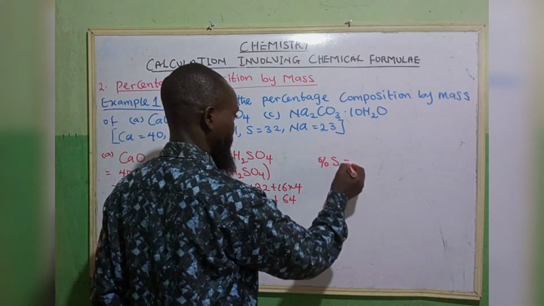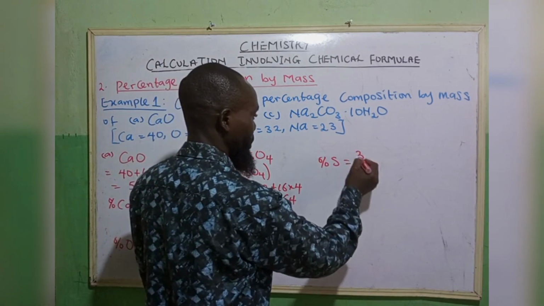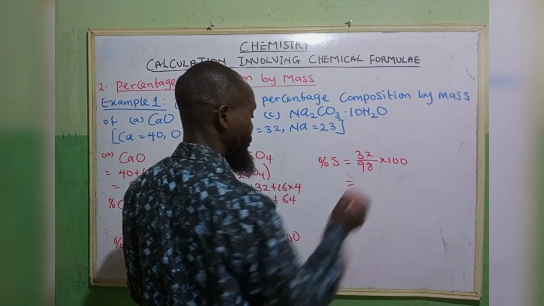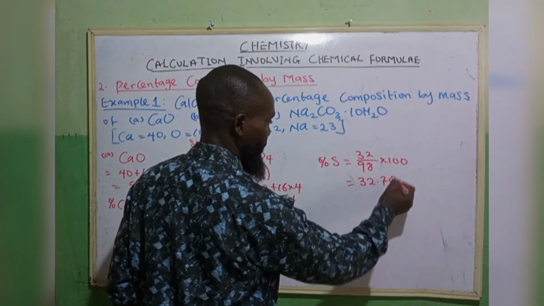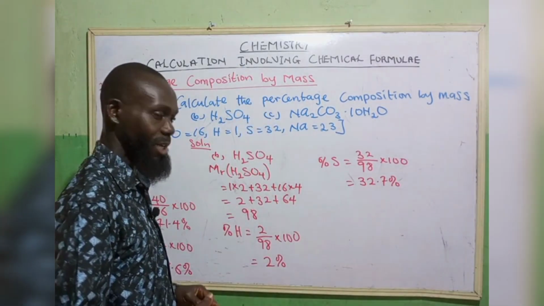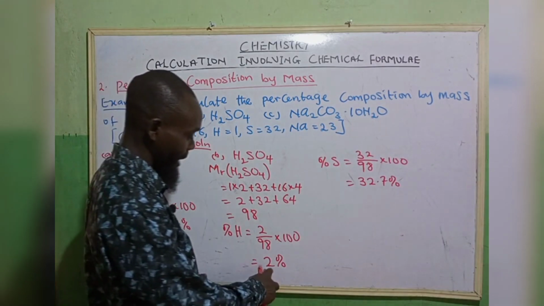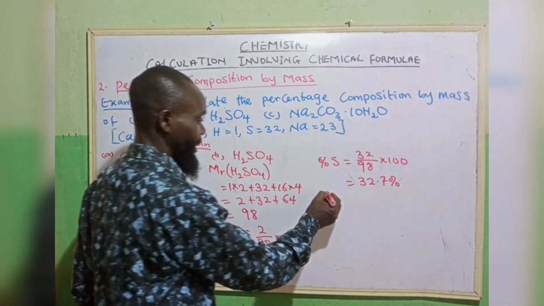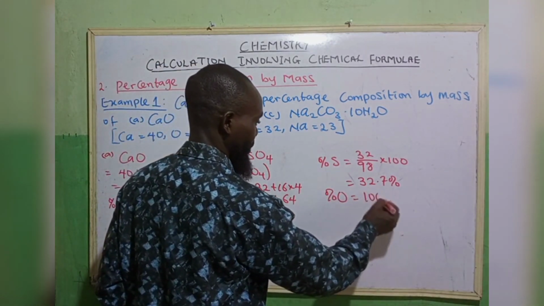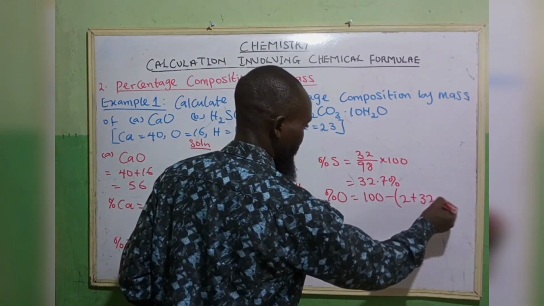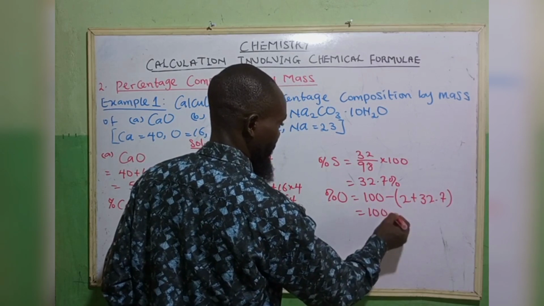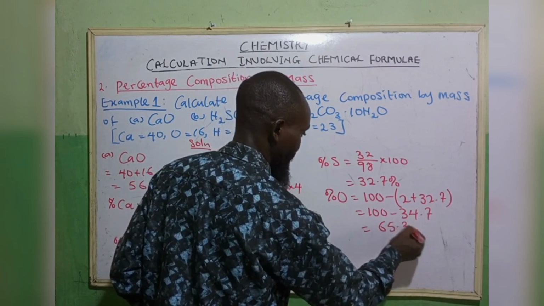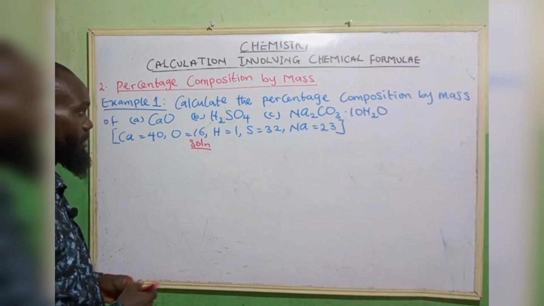Now, sulfur. Percentage by mass of sulfur. Sulfur in this calculation is 32 divided by 98 multiplied by 100. So we have 32.7%. The percentage of oxygen can be calculated by adding these 2% and 32.7% and taking it away from 100%. That is, percentage of oxygen is 100 minus (2 plus 32.7), which is 100 minus 34.7, which gives 65.3%.